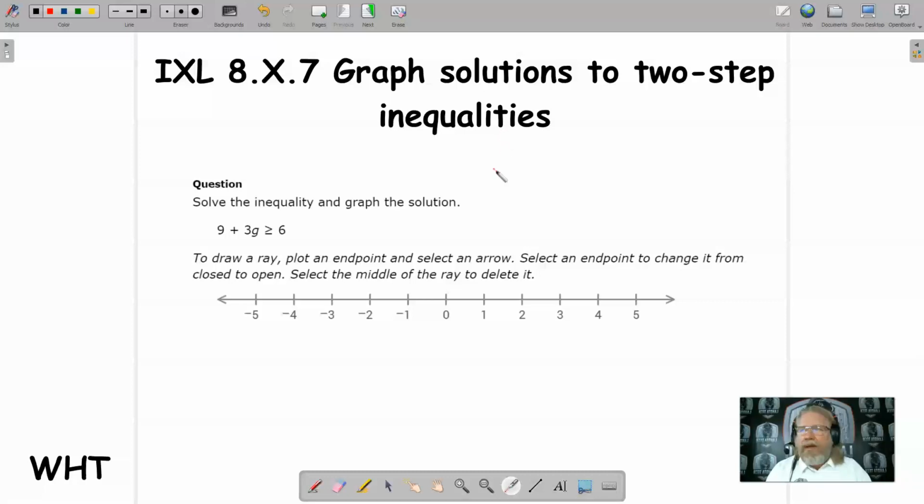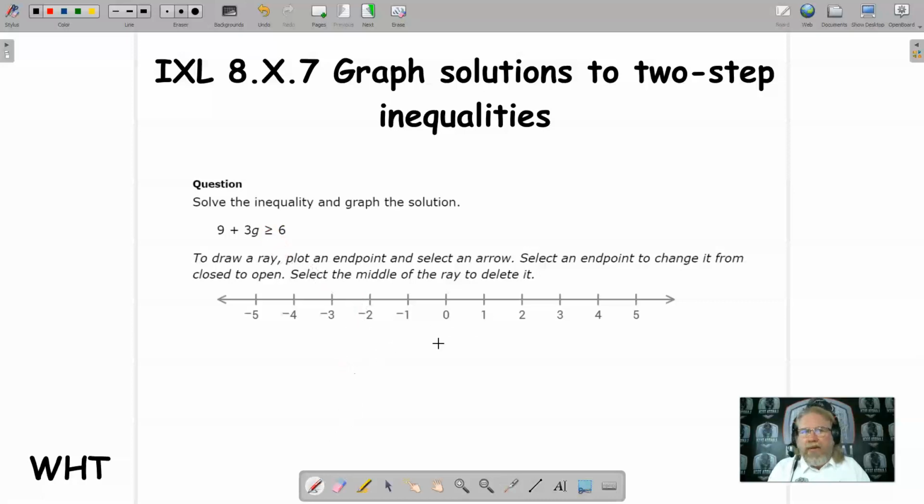One of the things we learned when we were doing one-step equations was that for the most part, it's almost identical. The only real difference is that we have to flip the sign if we multiply or divide by a negative. If I recall, when I did this activity, I didn't come across any of those, but if you do come across any where you have to multiply or divide by a negative number, be sure to go ahead and reverse that sign. So let's go ahead and get started.